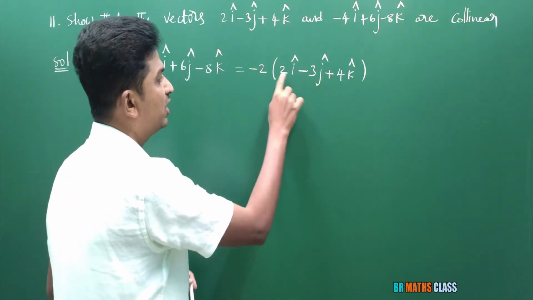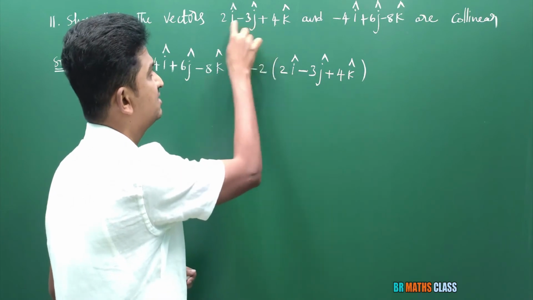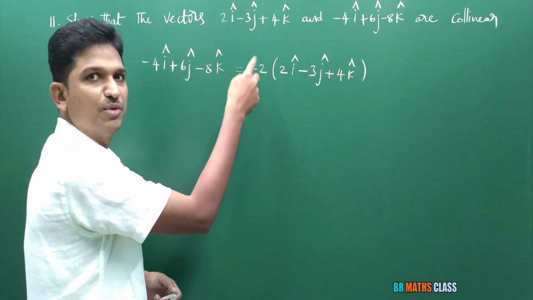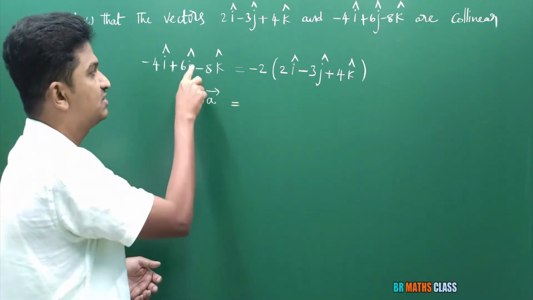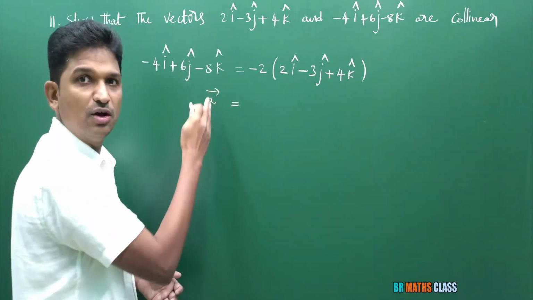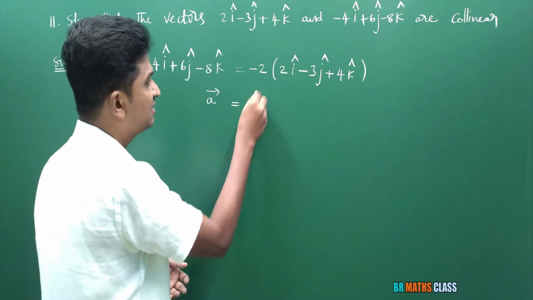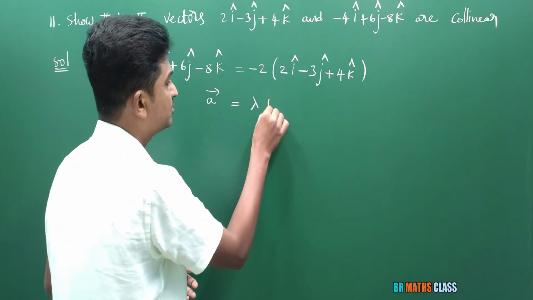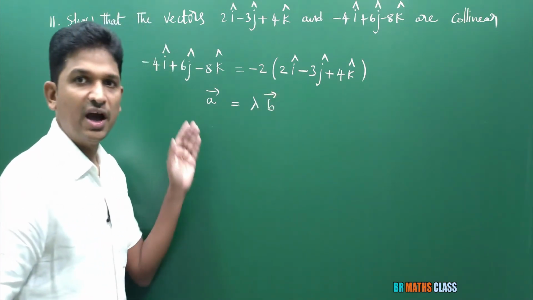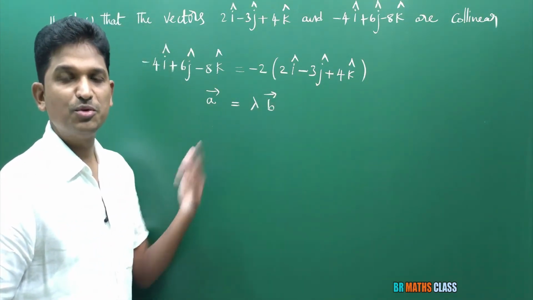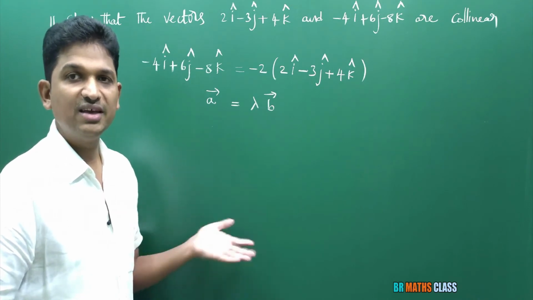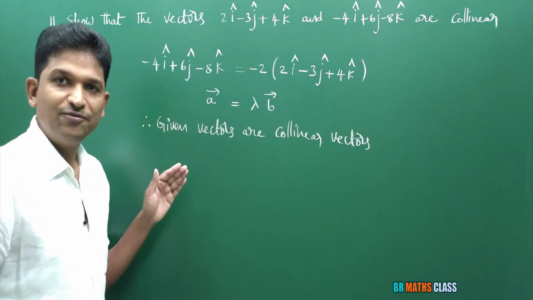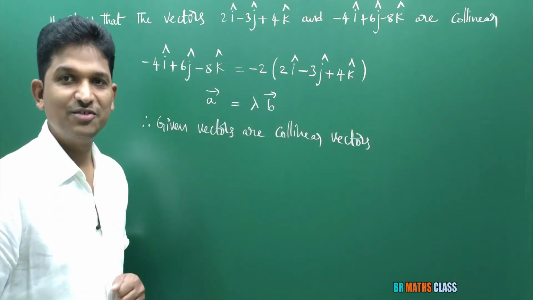You observe whatever I got here, this vector is the same as this vector. So what happened? One vector is expressed as scalar multiple of the other vector. If I suppose this vector as a bar, I got that this vector is a scalar multiple of another vector. If you suppose this vector as b bar, you can identify that one vector is a scalar multiple of another vector. From this, I can say that the given vectors are collinear vectors. This is a very easy question. Therefore, the given vectors are collinear vectors.